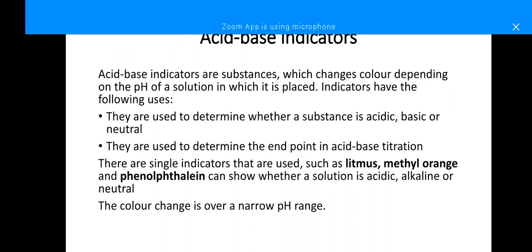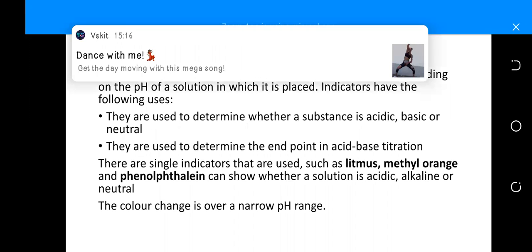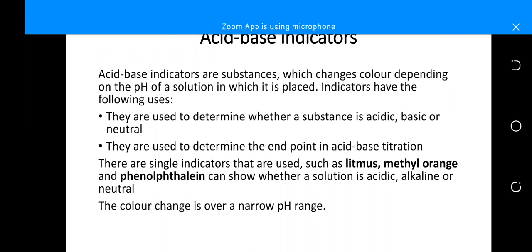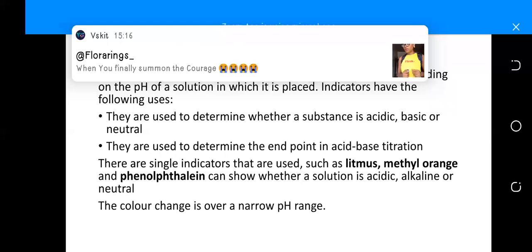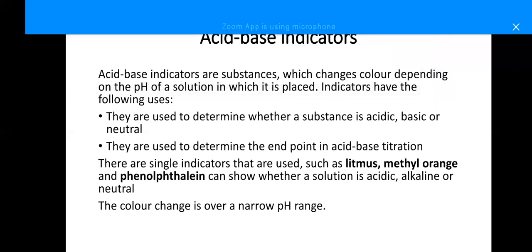Now, acid-base indicators, as I already said, are substances which change color depending on the pH of the solution they are placed in. Indicators have the following uses. One, they are used to determine whether a substance is an acid, a base, or neutral in nature, since salt is neutral. And also to determine the end point in acid-base titration.